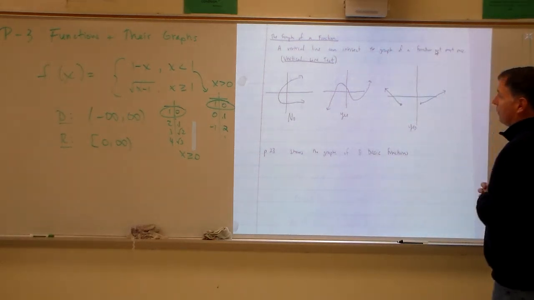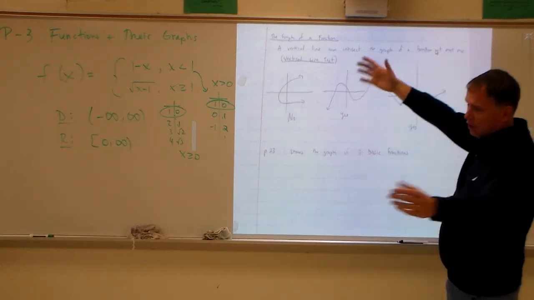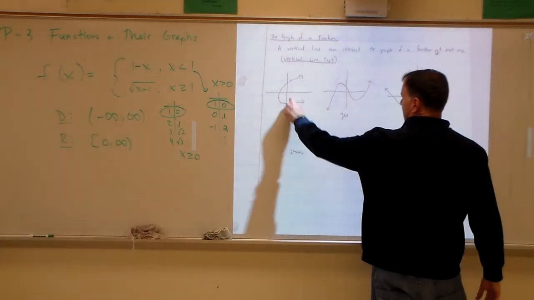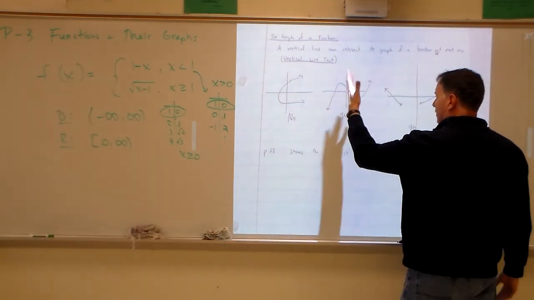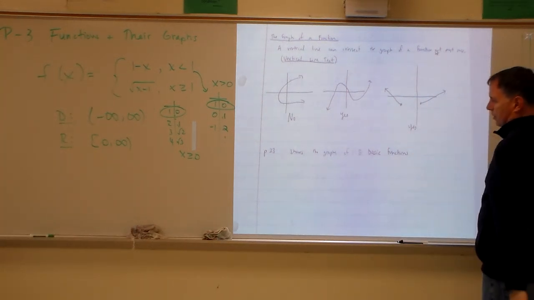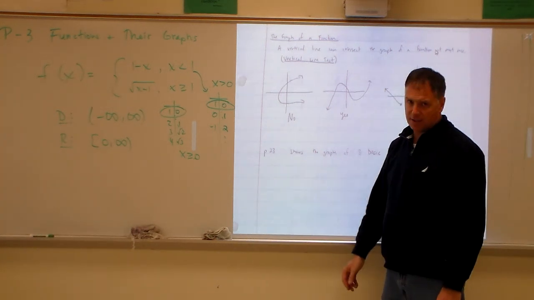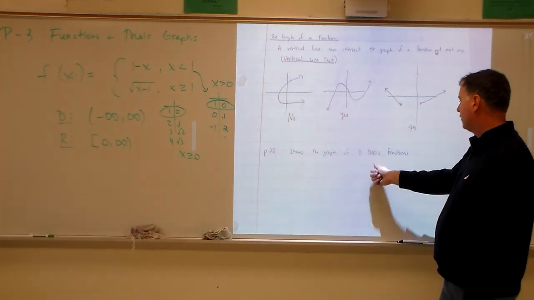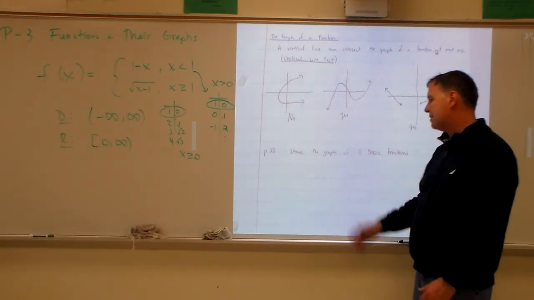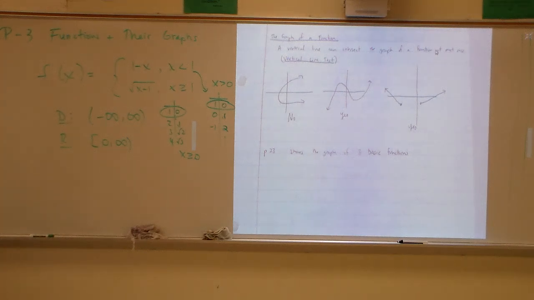So the graph of a function, ready? A vertical line can intersect the graph of a function at most once, vertical line test. So this would mean not a function. This is a function. This is a function. Passes the vertical line test. Okay? And here it says, page 23, write this in your notes, shows the graphs of the 8 basic functions. I am not going to make you copy that. Okay?